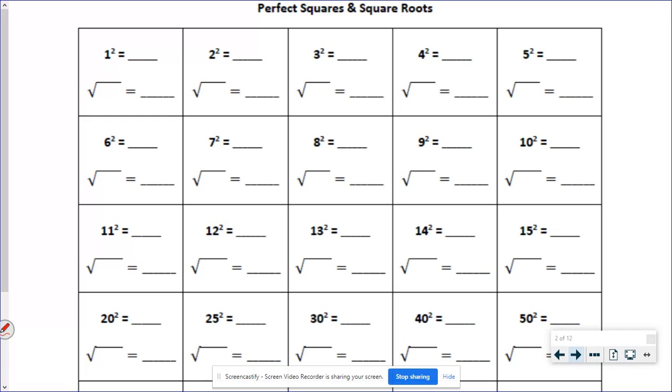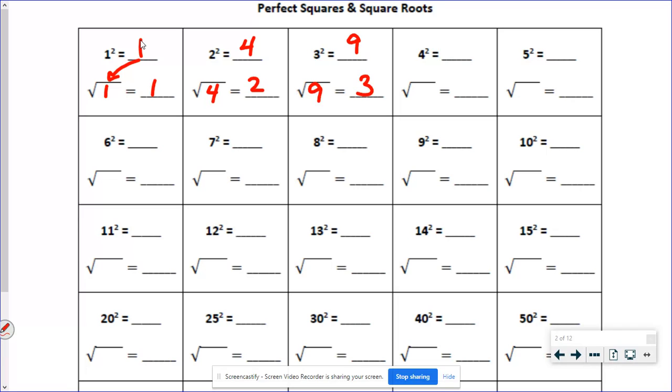So 1 squared is just equal to 1. So that means then that the square root of 1, so we're going to take that answer and we're going to put it right there. Square root of 1 is just 1. All right, so the 1s are all just 1s, right? 2 squared is 4, so the square root of 4 is 2. And again, if I go too fast, pause it. 3 squared is 9, so the square root of 9 is 3.